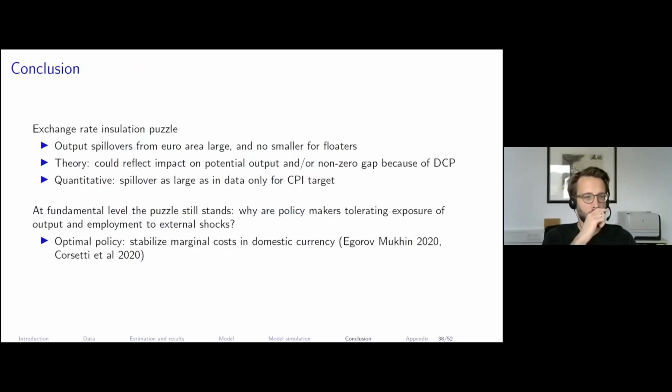Okay, so to conclude, what we call here the exchange rate insulation puzzle is that when we look at output spillovers from the euro area, we find large spillovers, and importantly, they are no smaller for floaters. In theory, this could be because of DCP. Quantitatively, however, we find that this aspect accounts for a small fraction of the spillovers. We can explain this rather easily by assuming a CPI target, but then one could ask, okay, the deeper puzzle perhaps is that monetary policy is ready to swallow these output movements just to keep the CPI stable.